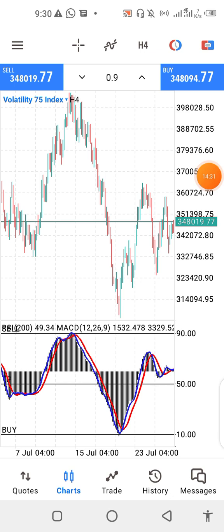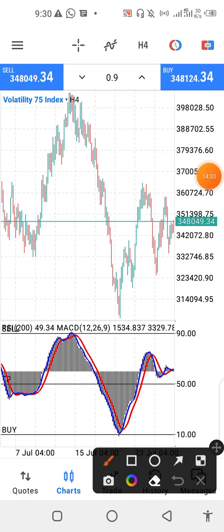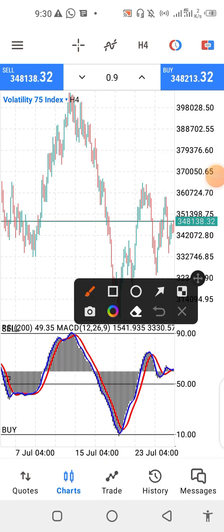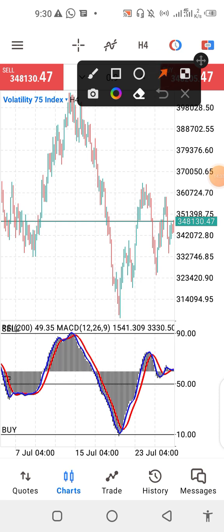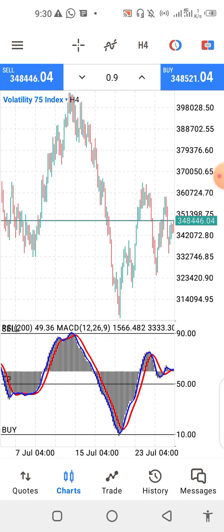Okay, so once this guy touches 10, it means you should buy. The market is ready to buy. But for you not to be deceived, do it this way. Once it touches 10, look at the blue and red lines, right? Look at something here.